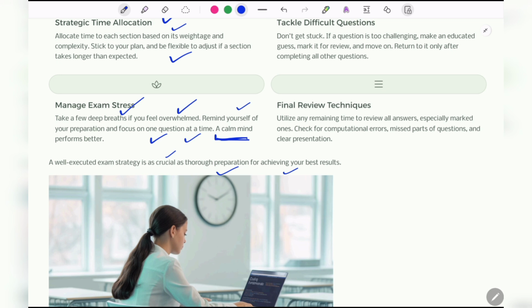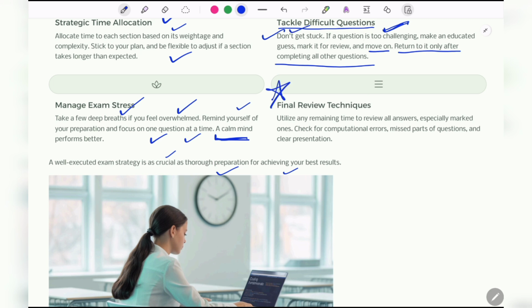Now, of course, when we look at the question paper, the first thing is how to tackle the difficult questions. Do not get stuck. If it is too challenging for you, do not take too much pressure. Just leave it for some time and move on to the next question. After you solve all the questions, meaning the ones which you know best, then come back to the question on which you were stuck. Do not waste your time.